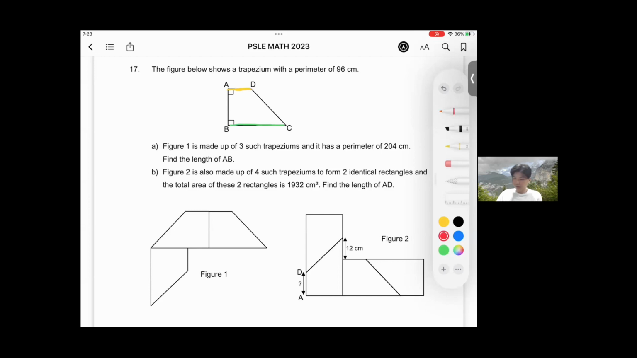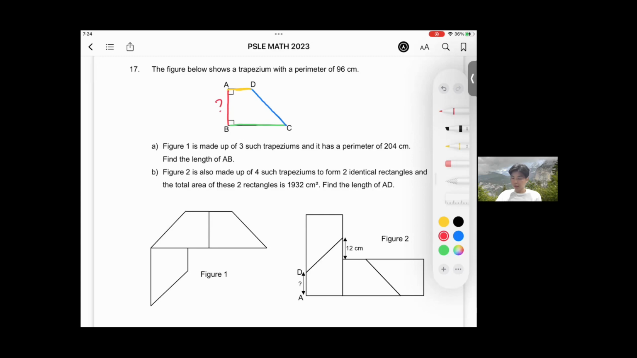And then we have the red line here, AB, and AB is actually the line that's perpendicular to the two parallel lines. And then we have the slanted line. I'm going to use a blue color to denote that. So these are the four sides of the trapezium, and together they add up to 96 centimeters. So part A, figure 1 is made up of three such trapeziums, and it has a perimeter of 204 centimeters. So we are supposed to find the length of AB, the red line here.